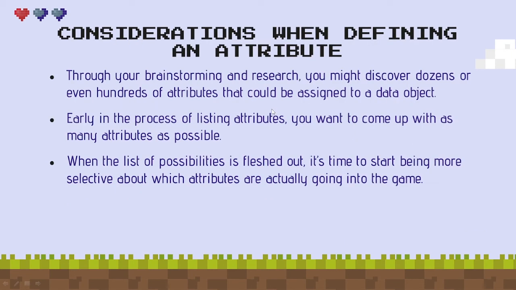So, considerations when defining an attribute. Through the brainstorming and research, you might discover dozens or even hundreds of attributes that could be assigned to a data object. So, in the early process of listing attributes, you want to come up with as many attributes as possible. When the list of possibilities is fleshed out, it's time to start being more selective about attributes that are going into the game. Katulad ng sinabi natin kanina, as many attributes, mas maganda. Why? Kasi, along the way, babawasan at babawasan mo yung mga attributes na yan, depending dun sa whether those attributes can be usable dun sa game nyo or not.